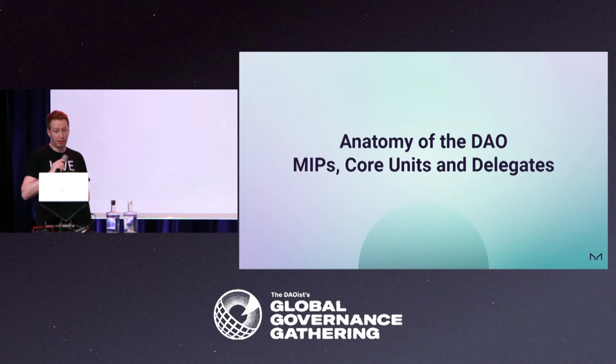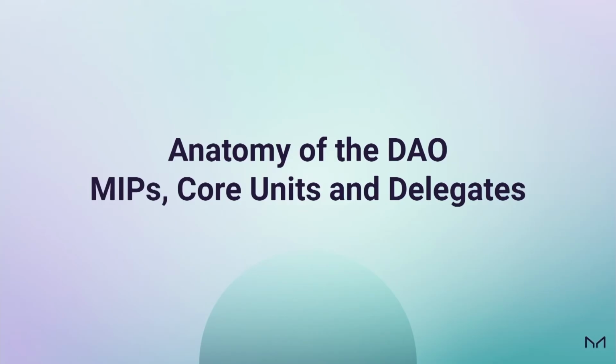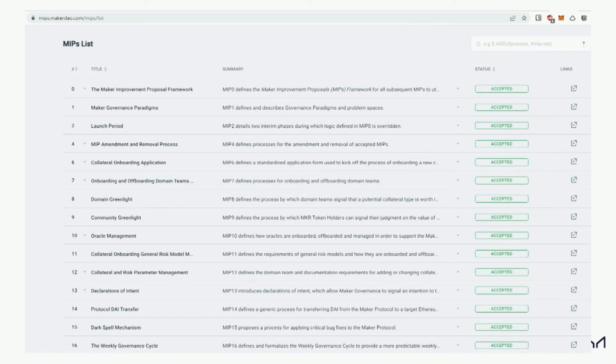So, anatomy of MakerDAO: what are MIPs, core units, and delegates? I think most of you will be familiar with these concepts, but I want to briefly outline how they are implemented in Maker. Maker governance has the concept of Maker improvement proposals.